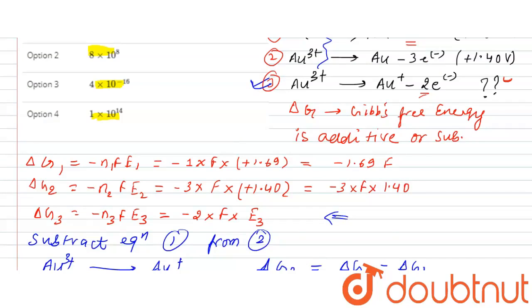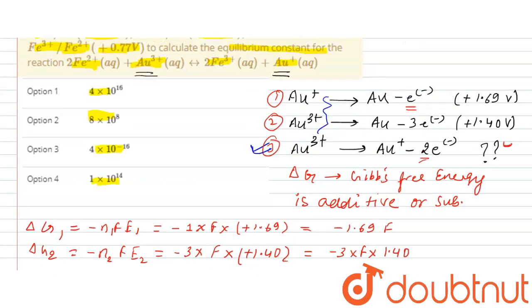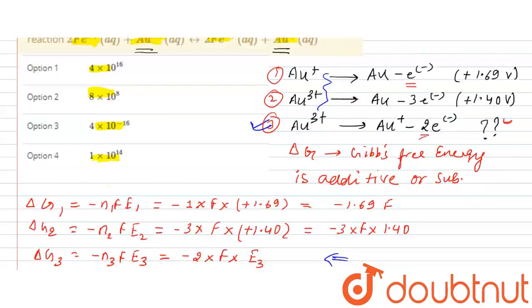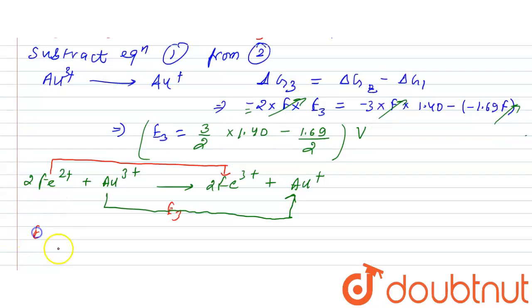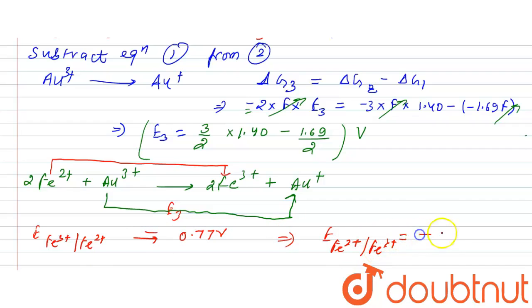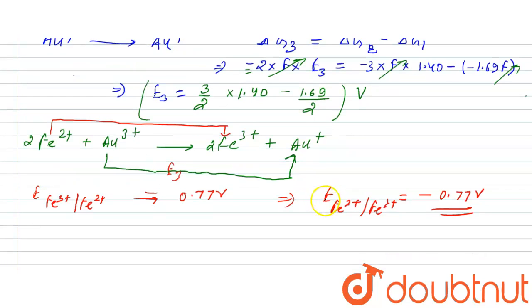In the question we have been given that Fe3 plus to Fe2 plus, that is the reduction potential, is 0.77 volt, right? So E of Fe3 plus to Fe2 plus, the reduction potential, is given as 0.77 volt. So from here you can say that E of Fe2 plus to Fe3 plus, that is the oxidation potential, will be the negative of the reduction potential, that is minus 0.77 volt. So from Fe2 plus to Fe3 plus it will be minus 0.77 volt.